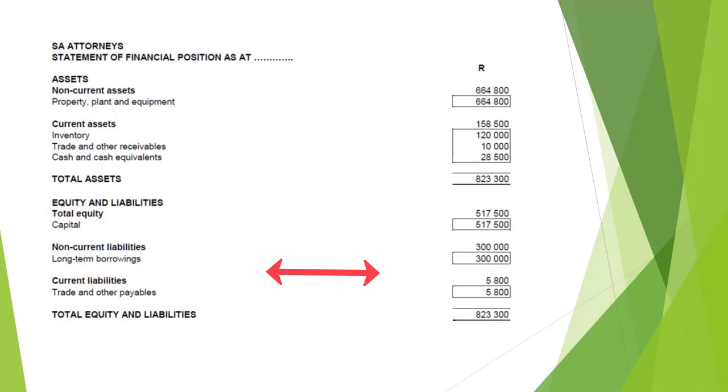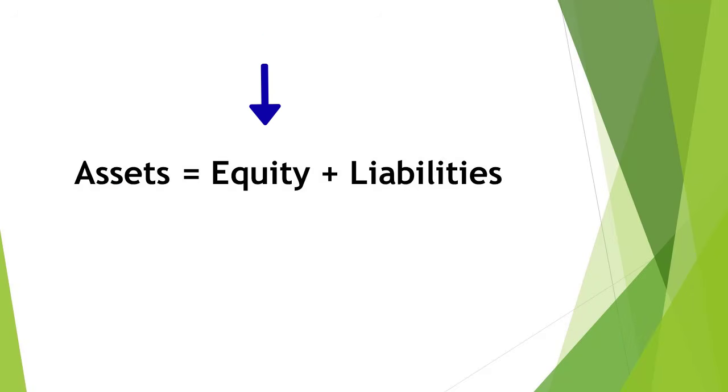The third element reported on is liabilities. A liability is defined as a present obligation of the entity to transfer an economic resource as a result of past events. The Statement of Financial Position should always balance.